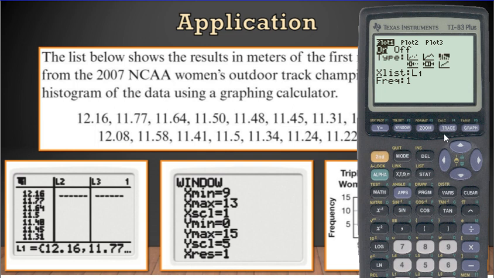So I'm going to come over here, select the zoom. We need to go all the way down to number 9, so zoom stat, and then we're going to hit enter. Now you can see that I had an error message on my calculator. And the reason why I had an error message is because I forgot to enter the data into my calculator.